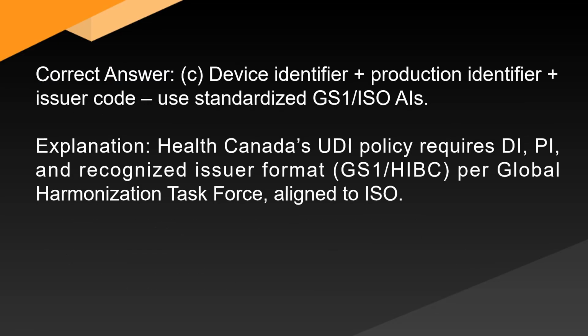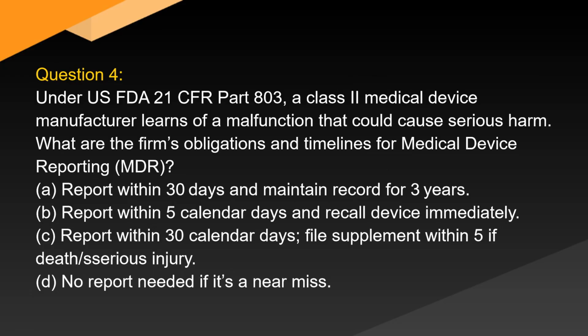Correct answer, C. Device identifier plus production identifier plus issuer code. Use standardized GS1 ISO AIs. Explanation. Health Canada's UDI policy requires DI, PI, and recognized issuer format, GS1 HIBC, per Global Harmonization Task Force, aligned to ISO.